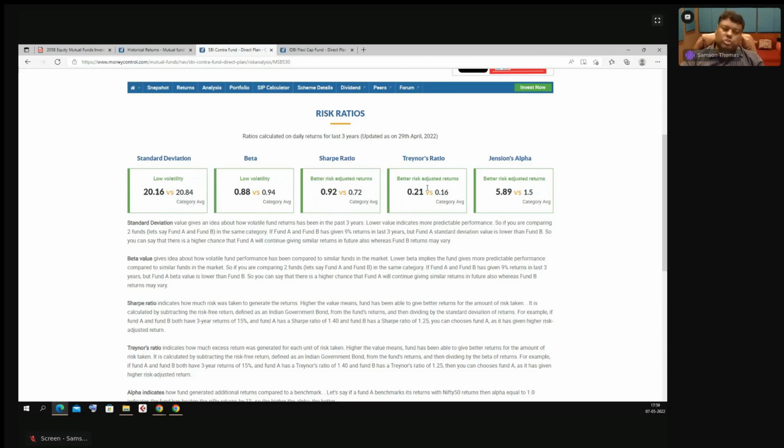Treynor's ratio is also the same, per unit of risk taken. The only difference is that the denominator used over here is beta, and the denominator used in the Sharpe ratio is standard deviation. That's the only difference. So again, you have 0.21 versus 0.16, which is the category average. So you have better risk adjusted returns.